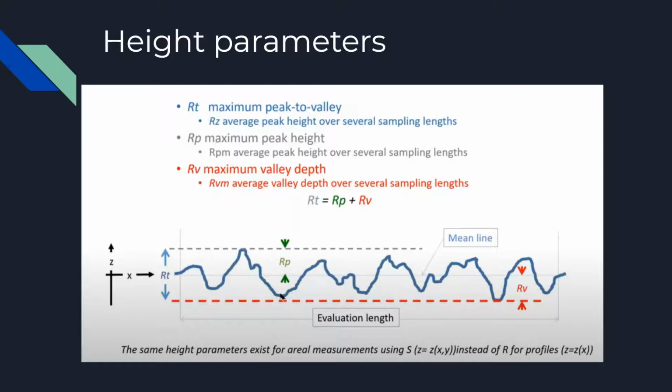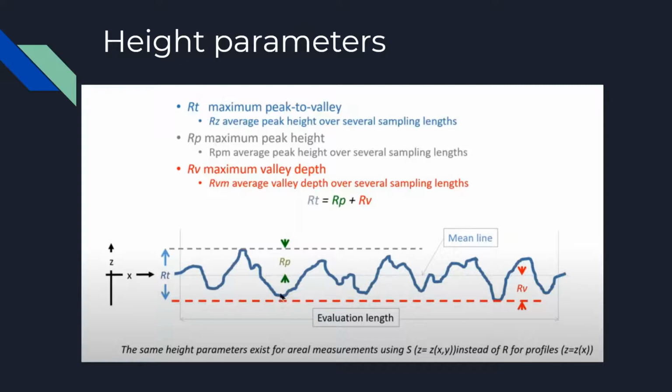And RZ, the average peak to valley height over several sampling lengths. This means we break the sample into many small lengths and take the average peaks of all of those. RP is the maximum peak height starting at the mean line and going all the way up to the highest mountain. RPM is essentially the same thing as RZ.